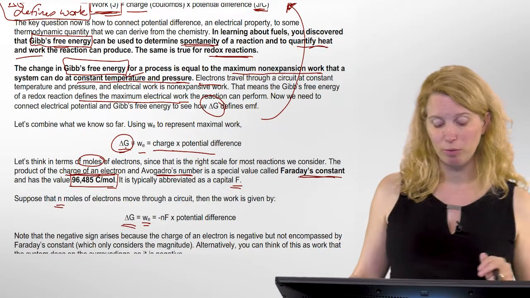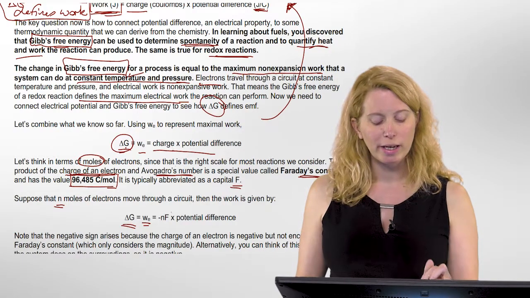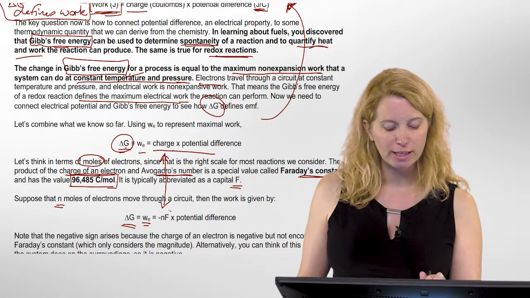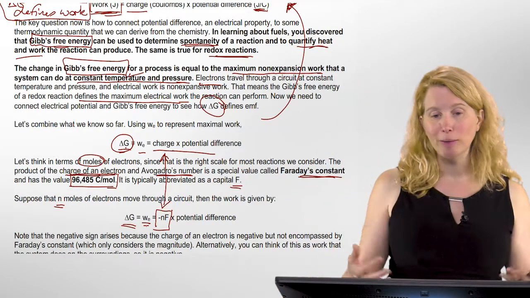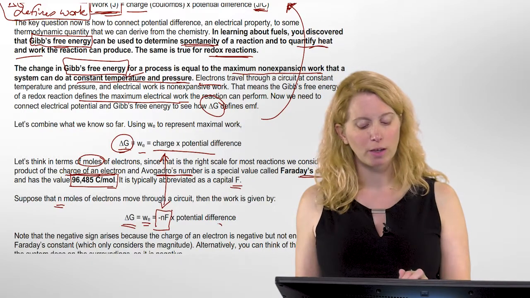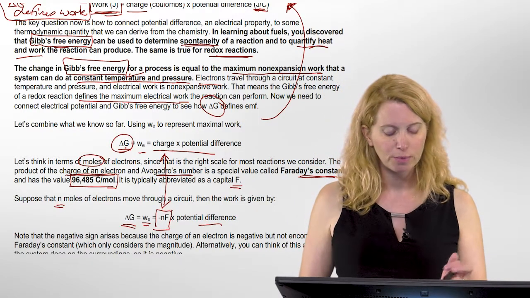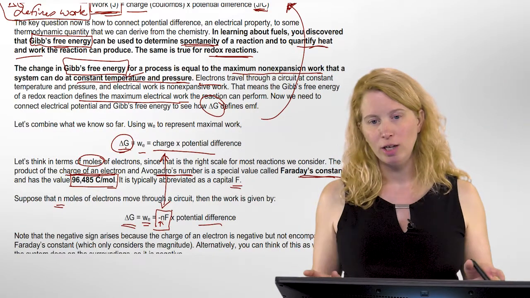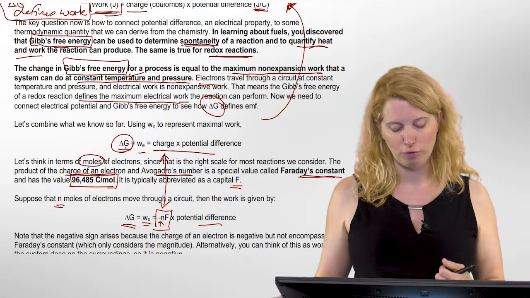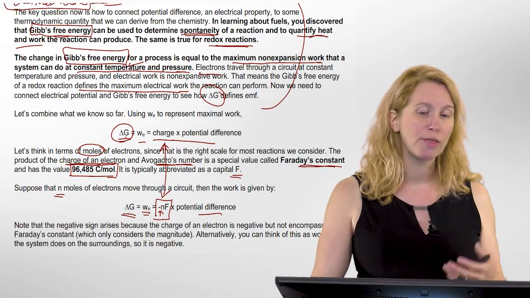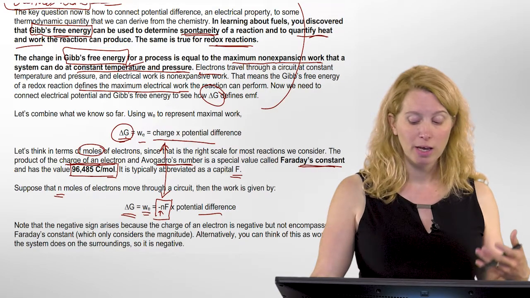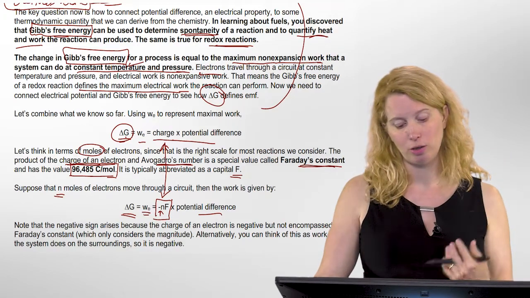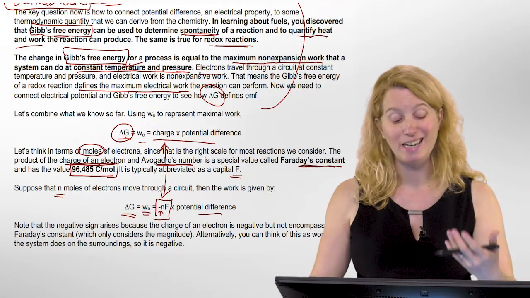Maximum work is just abbreviated with this little w. But now we can substitute where we before had charge. We can use Faraday's constant times however many moles of electrons are moving through the circuit. And again, we have the potential difference. Notice that I snuck a negative sign into this equation. That's because Faraday's constant doesn't show us the sign of the charge of the mole of electrons. Alternatively, you can think of this thermodynamically as being a situation in which the system does work on the surroundings. So by definition, that work is negative.